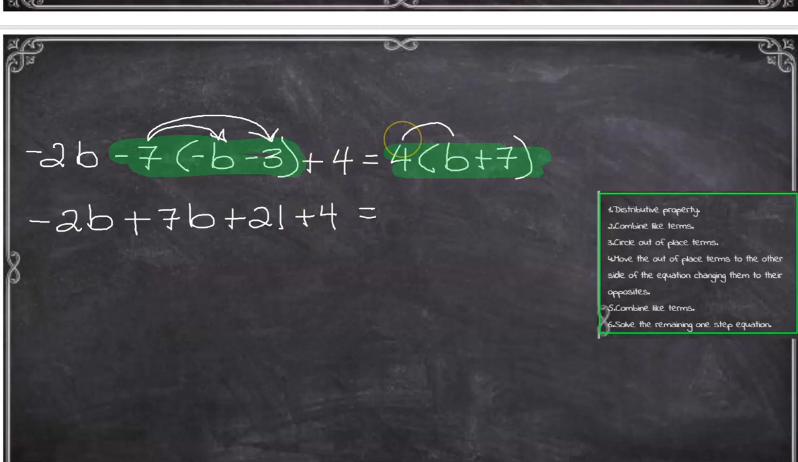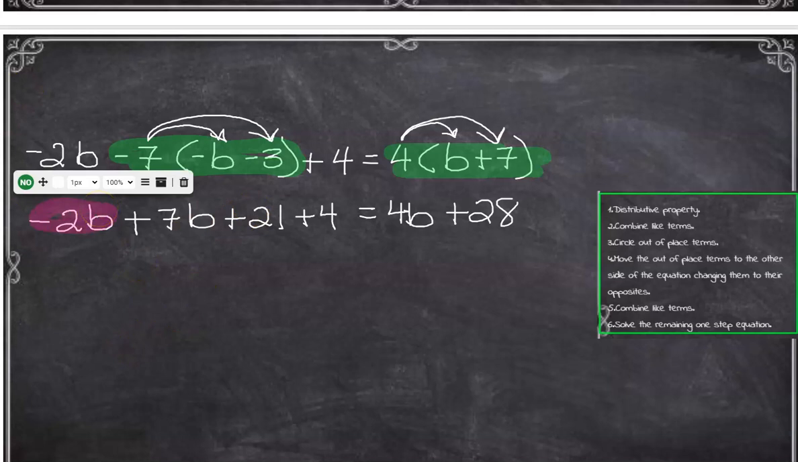And then I'm going to distribute that 4 into the parentheses. 4 times b is 4b. 4 times 7 is plus 28. Okay, next step says combine like terms. So I need to combine my like terms. I can combine this negative 2b and the 7b.